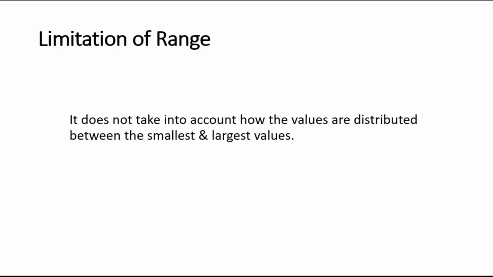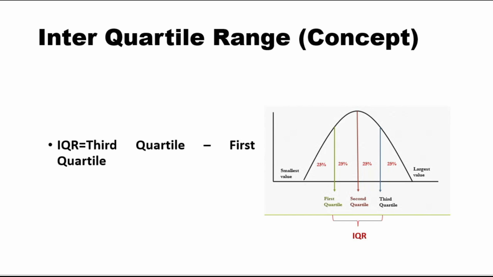What is the limitation of range? It does not take into account how the values are distributed between the smallest and the largest value. Very true. So if we are not changing the smallest and the largest value, and everything in between will change, it will not affect my range because it is not based upon all observations. This is the limitation of range.